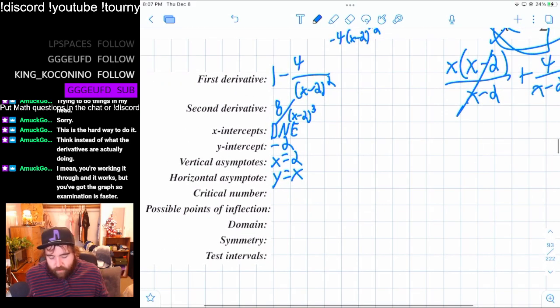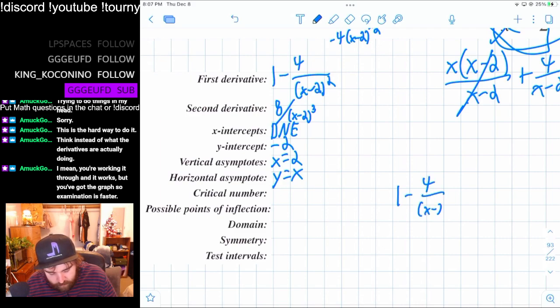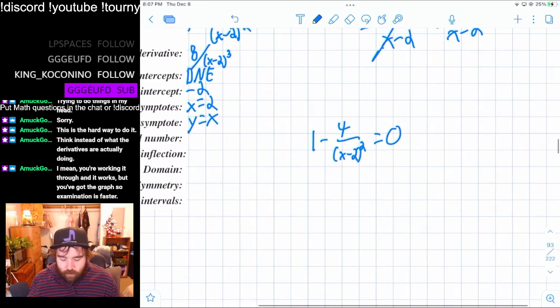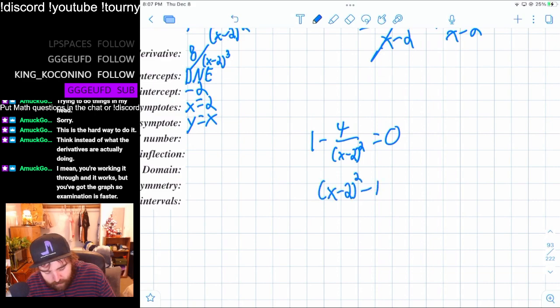All right, so let's see. Looks like now we're ready to solve some stuff. So critical number, when the first derivative is equal to 0. So I'll say when 1 minus 4 over (x minus 2) squared equals 0. It would be best to combine that into one fraction first. So that's (x minus 2) squared minus 4 equals 0.